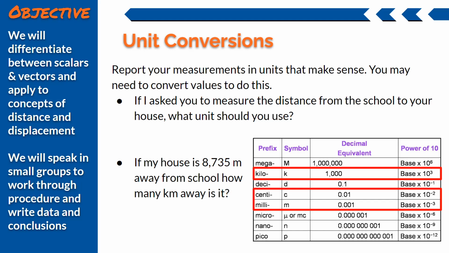Okay, so you need to know that kilo is your base unit times 10 to the third. So a kilometer is 10 to the third meters. Okay, it's 1,000 meters. A centimeter is 10 to the negative 2. It is a hundredth of a meter. Okay, a millimeter is a thousandth of a meter, 10 to the negative 3. Okay, and so you do need to know the conversions for those three.